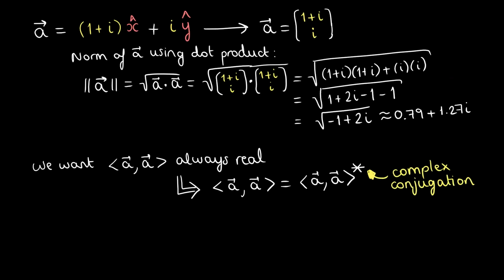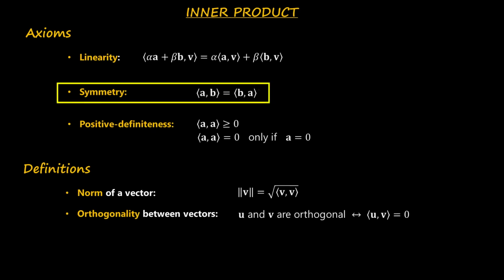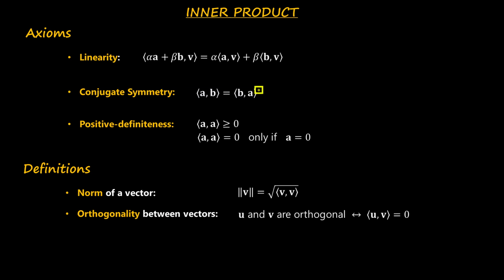In fact, this suggests that we should introduce a small modification to one of our axioms. Instead of demanding symmetry, we can demand conjugate symmetry. So if we swap the places of the two vectors, we get the conjugate of the result. With this version of the axiom, the inner product of vectors with themselves will be equal to their own conjugate, which means that they will be a real number.